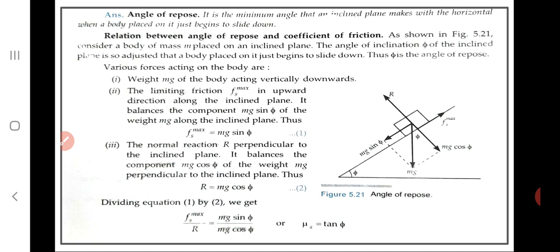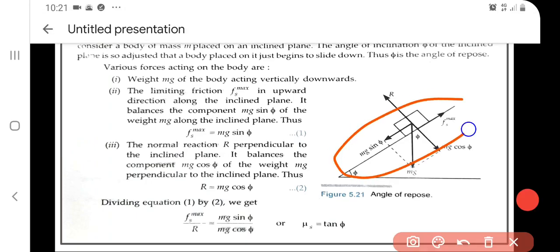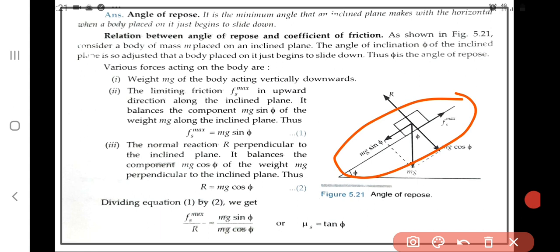In these topics, writing the force equations is very important. You should know how to write the force equation. See how we got that equation. That is very important: mg sin phi equal to Fs max. So that is the first equation.